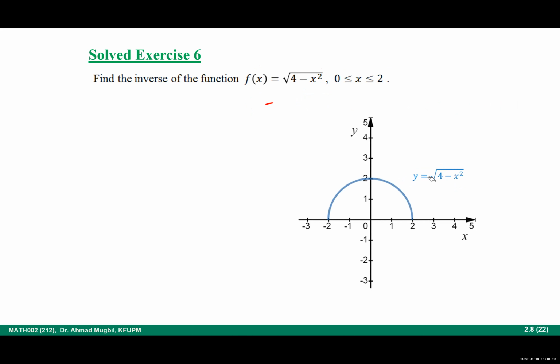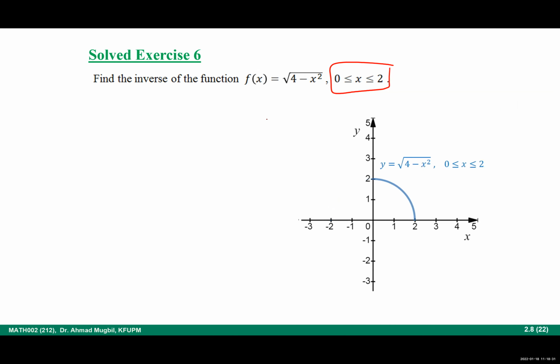It is a function. Before, the equation of the circle was not a function. Now it is a function, but it is not one-to-one. Now with this restriction, x between 0 and 2, it becomes one-to-one, so it is just in the first quadrant. This is the graph of our function. Now, what is the domain? From 0 to 2. What is the range? From 0 to 2.